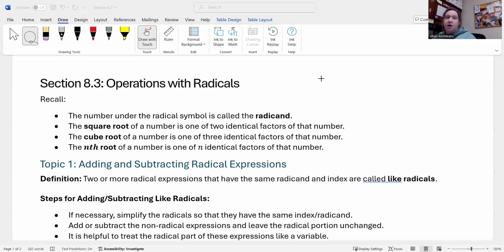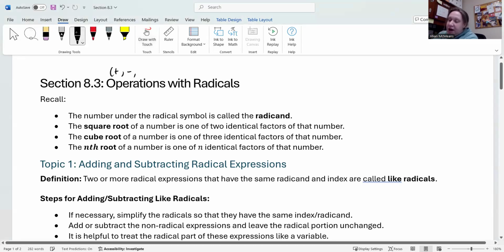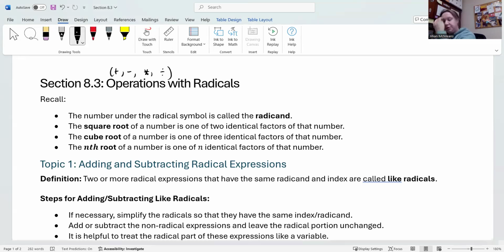Our next section is going to cover operations on radicals. And in math, when we talk about operations, you want to think like addition, subtraction, multiplication, division, and potentially exponents or square roots, okay? So operations with radicals, and a few definitions before we get started, some things I want to remind you of.